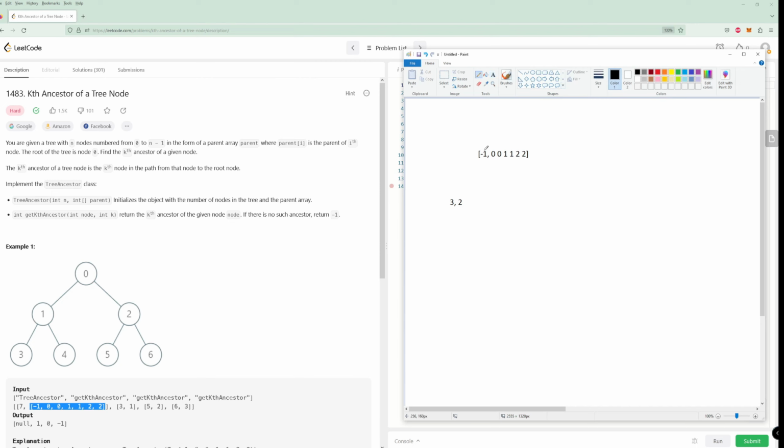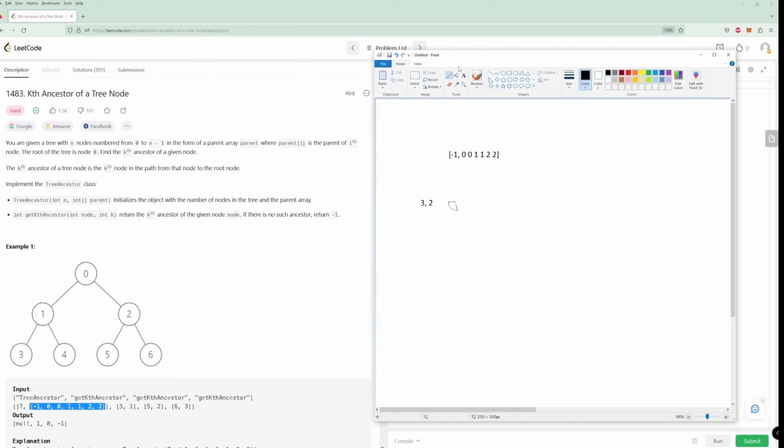So we go to node 3, so 0, 1, 2, 3. All right, the parent's 1. Now let's go to node 1. Okay, the parent's 0, so the answer for node 3, k 2 would be 0. And so on. But also, you've got to keep in mind that in this case our tree is balanced. But what if our tree is something like this, 1, 2, 3, and so on?